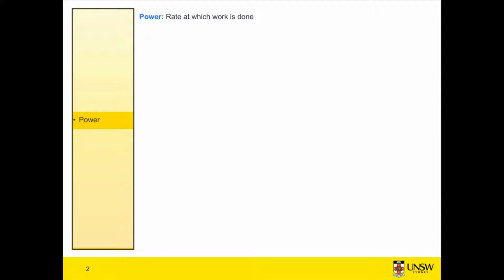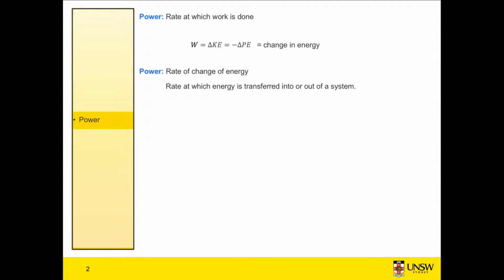So in physics, power in the context of work is the rate at which work is done. And we know that the work done is equal to the change in kinetic energy or negative the change in potential energy. So we can say that the work done is equal to the change in the energy of the system. When we have that definition, then we can also write that the power is the rate of change of energy. So that is, it's the rate at which energy is transferred into or out of a system.